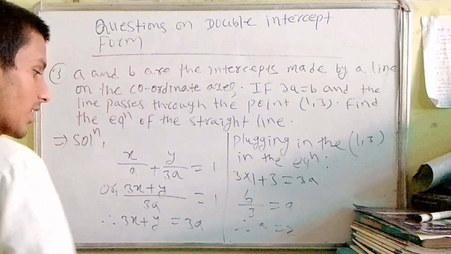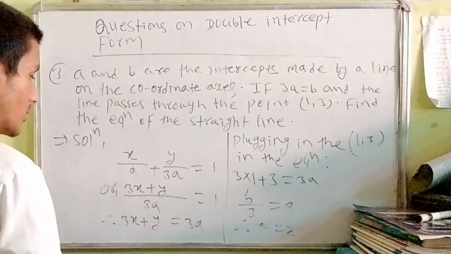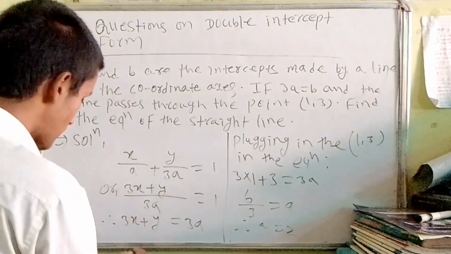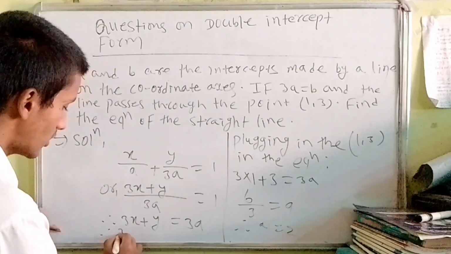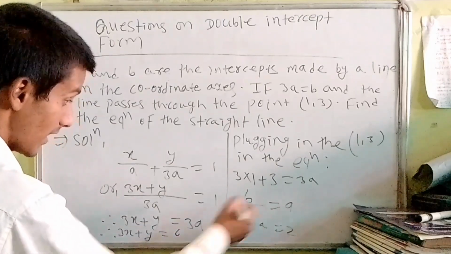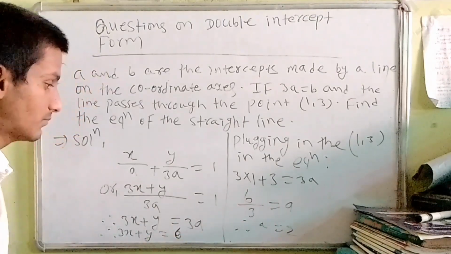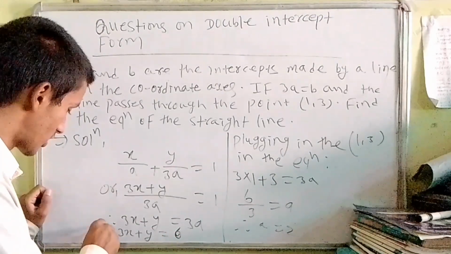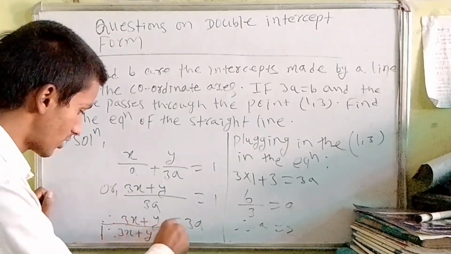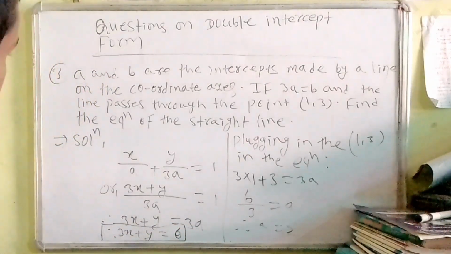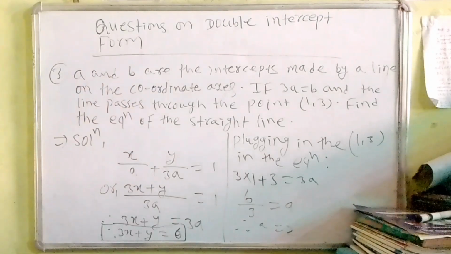So I can plug this value back in, and the equation will be ready. Maybe I can just write beneath it. So 3x plus y is equal to 3A, where A is 2, so it's 6. So 3x plus y is equal to 6 is our complete equation now. This is the equation of the straight line, and we are able to find this equation.